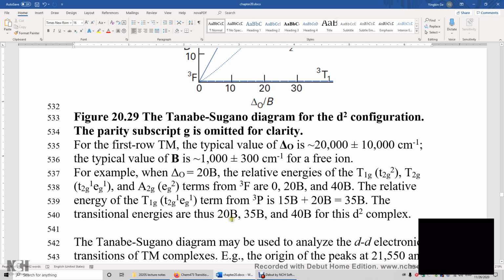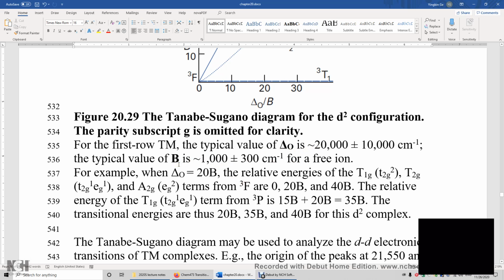This is within the visible range. These two, I think this one is roughly 300 nanometers. This one is roughly 250 nanometers. So these two are in the ultraviolet UV range.